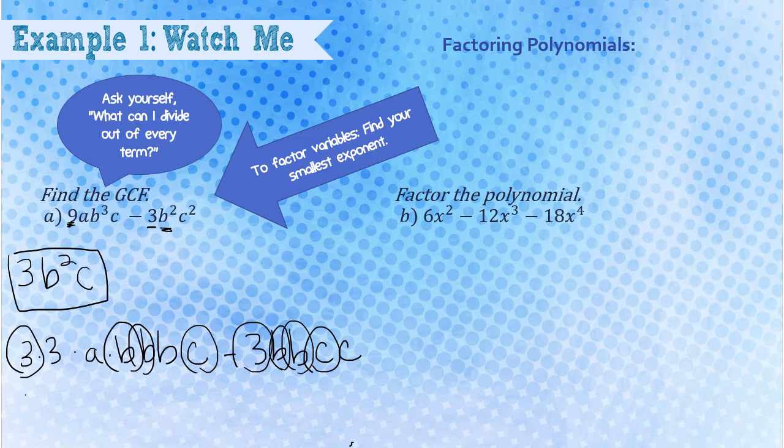Okay, in part B, we want to factor the polynomial. So I have to take out the GCF, and then I have to write what's left over.